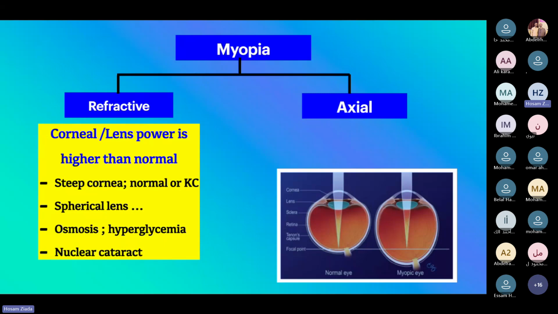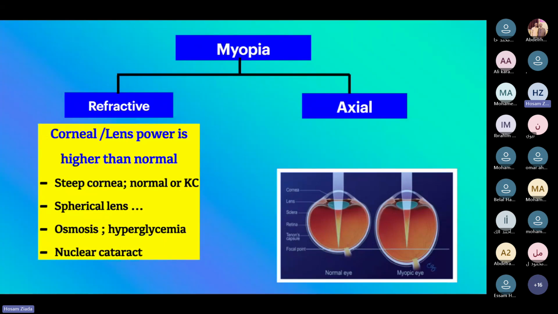As I told you now, refractive myopia is when either the corneal or lens power is higher than normal. A steep cornea could be in a normal person or in a pathology called keratoconus. A spherical, more globular lens means the refractive power of the lens is higher than normal, like in microspherophakia, a congenital anomaly called spherical lens or microspherophakia. Or osmosis or hyperglycemia, which change the refractive index.